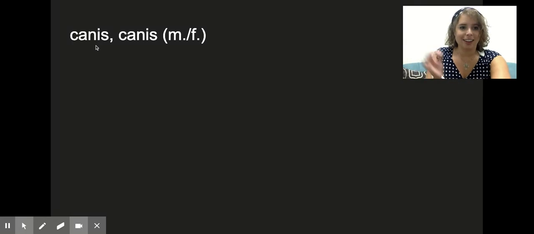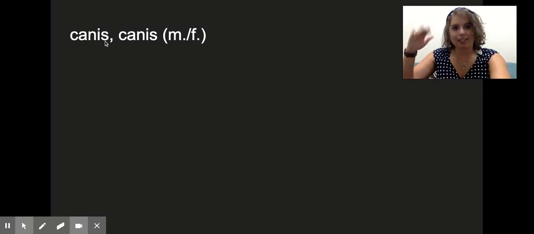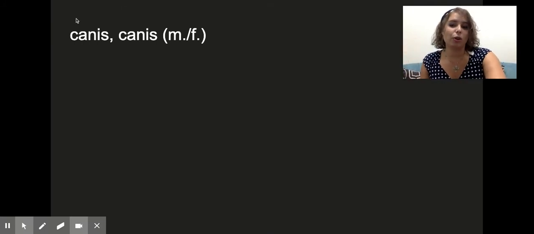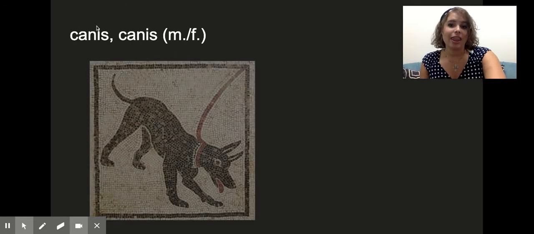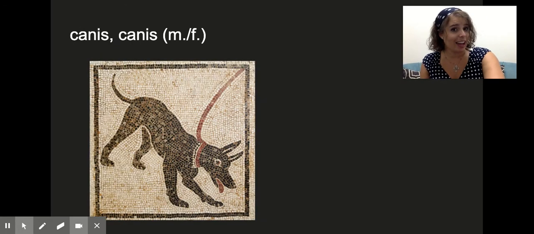Canis, masculine, feminine. That's usually how I like to say it out loud in my head to help me remember the forms. But this first form listed is the one we're going to focus on to start, so canis. This is where we get the word canine from in English. It is our Latin word for dog.